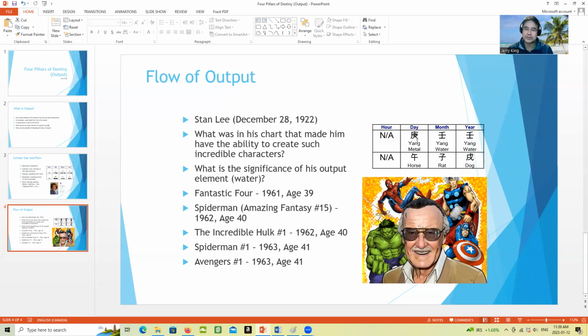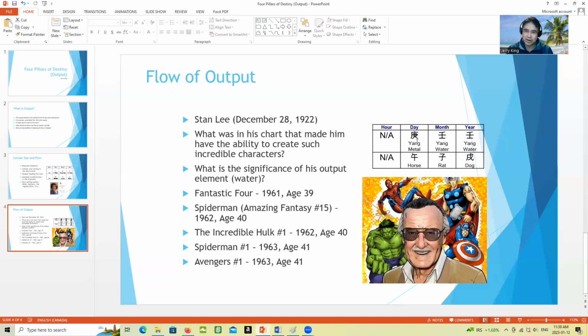Now, I mentioned earlier, you don't need combinations to follow the flow of output. And here there is a half combination between the horse and the dog. However, this isn't a combination that creates water. This is a half combination that can possibly create fire. Having said that, it doesn't matter because the fire is in the winter months. The fire is not strong enough to impede the progress of the water.